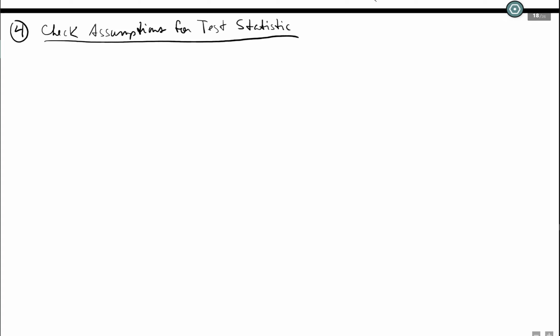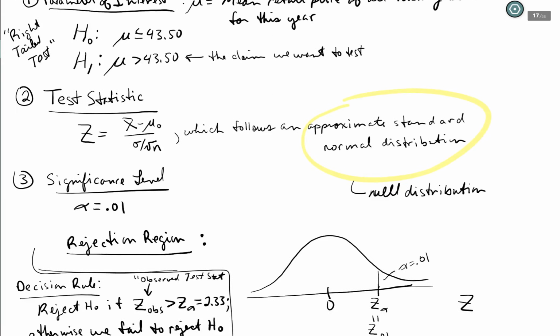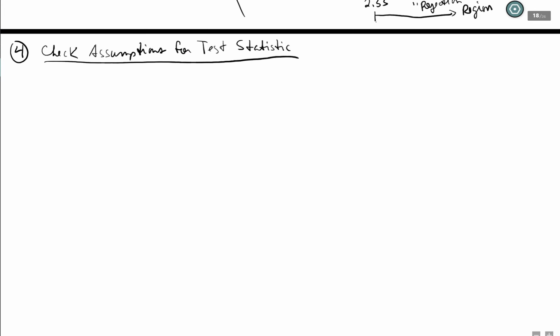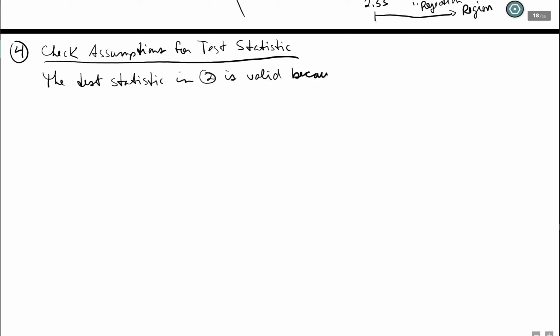So, checking our assumptions for our test statistic, that's what we're going to do here. Okay, so what were the assumptions? We kind of already walked through this. Really, the test statistic in step 2, this Z test statistic, the only one we have so far for our hypothesis test, is valid. So I'll write this out. The test statistic in step 2 is valid because it satisfies the 3 conditions.